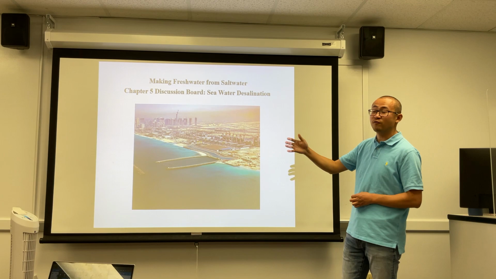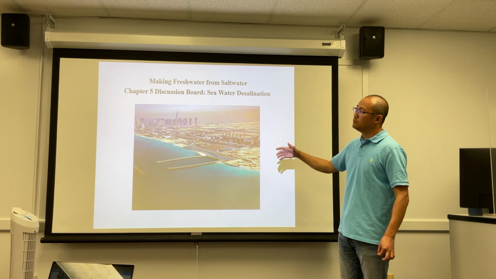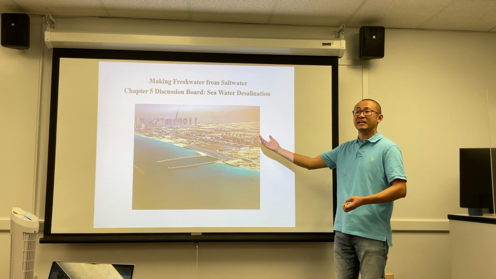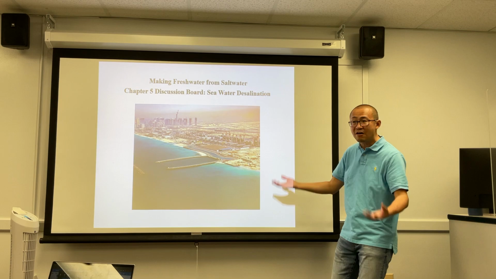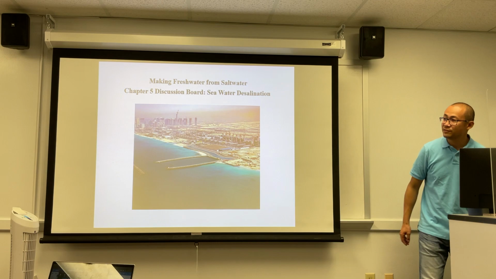Actually, in a factory, you can see that this is the factory. They build the factory along the coast so that they can easily get seawater. But read how the process works and also comment on what the limitations are. What are the disadvantages? Why is this not used everywhere? If this process could be applied everywhere, then we wouldn't have a water issue. Why not? Why are there very big limitations? Again, this is our chapter 5 discussion on Blackboard. Okay, next.